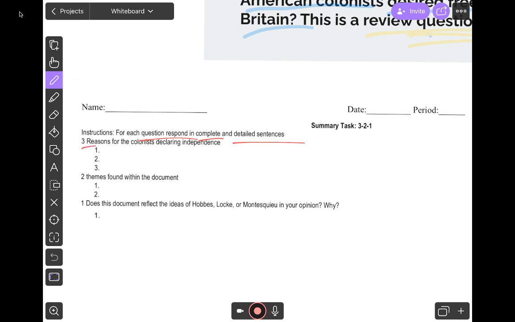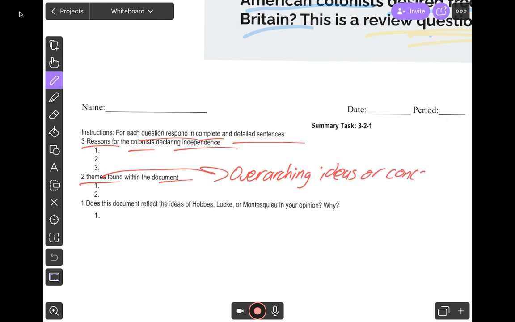First question is, what are 3 reasons for colonists declaring their independence? Remember, there's a whole section that is devoted to the colonists' grievances or complaints. That's a great place to look. What are 2 themes found within the document? And remember, when we talk about themes, these are overarching ideas or concepts. So when we talk about themes, all right, we're talking about big ideas. What are some of those big ideas that keep kind of popping up throughout this document? All right, and I want you guys to really think about what is a theme that we see in all of the sections that we have read.